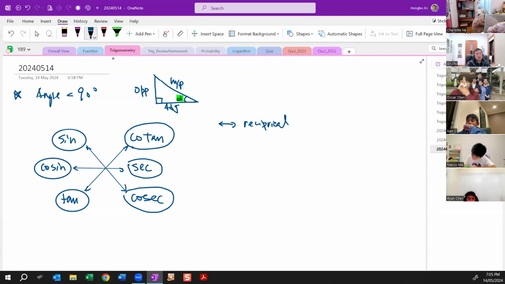So you have a red color. This one versus that, they are complementary angle. So what shall we say? It's a complementary identity, right? It's complementary. Yeah, supplementary and complementary.